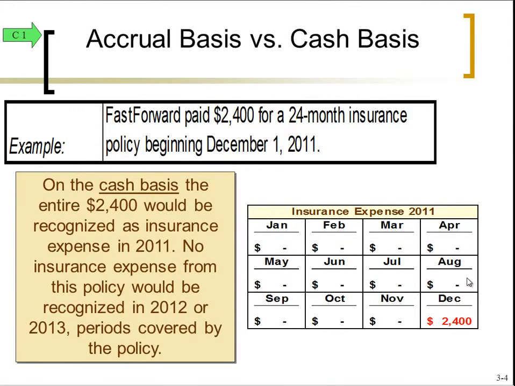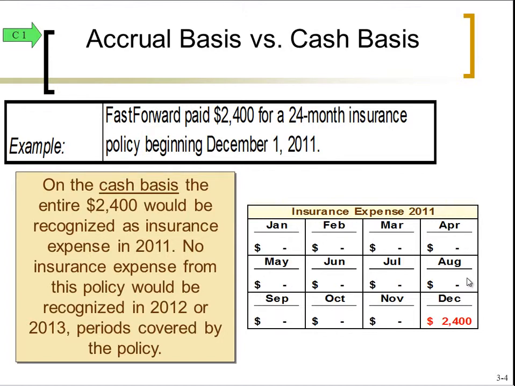So let's take a look at how this differs. Kind of an extreme example here, but it really will show how the timing is all that's important. So in this example, Fast Forward paid $2,400 for a 24-month insurance policy beginning 12/1/2011. So they paid for all of it in 2011, right toward the end. On the cash basis of accounting, that's all we're concerned with. When did they pay for it? So all $2,400 will be recognized as insurance expense in that year.